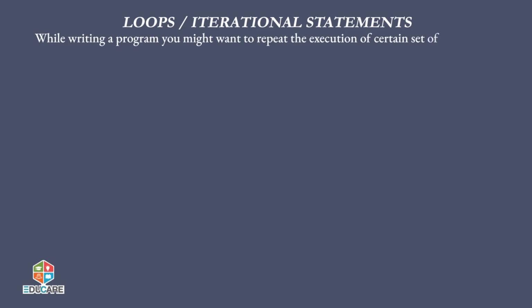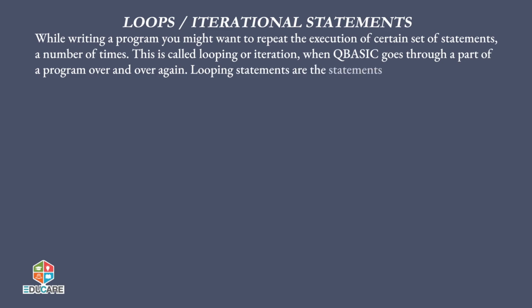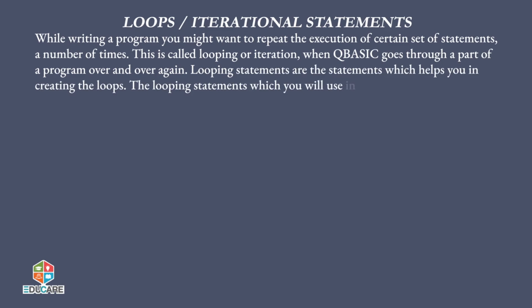Loops or iterational statements. While writing a program, you might want to repeat the execution of a certain set of statements a number of times. This is called looping or iteration, when QBasic goes through a part of a program over and over again. Looping statements are the statements which help you in creating the loops. The looping statements which you will use in QBasic are FOR, NEXT, DO, LOOP.